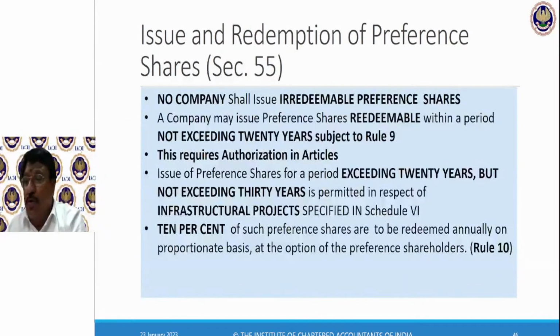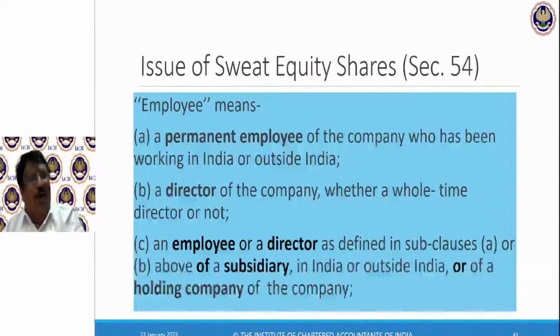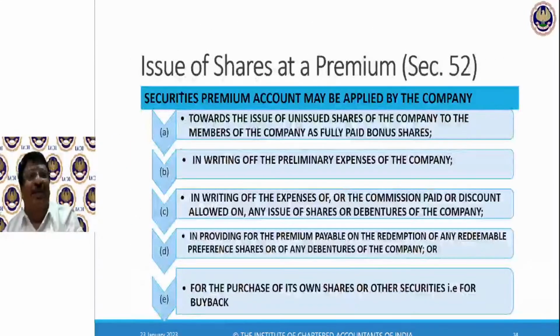Now, friends, you all love to ask questions. No, I'm going to ask you a question. Right? You will have to give me an answer. Here in Section 52, item D says: in providing for the premium payable on the redemption of any redeemable preference shares or of any debentures.